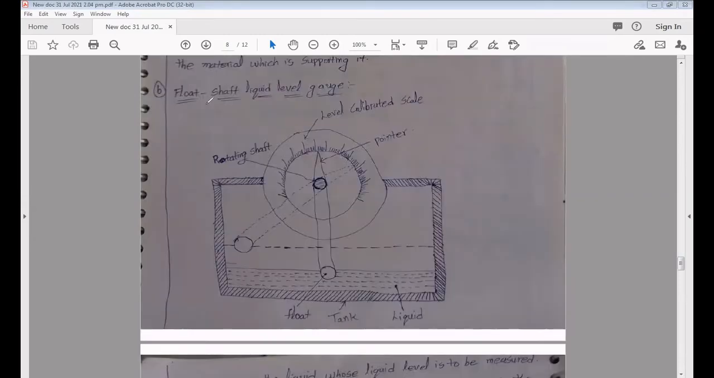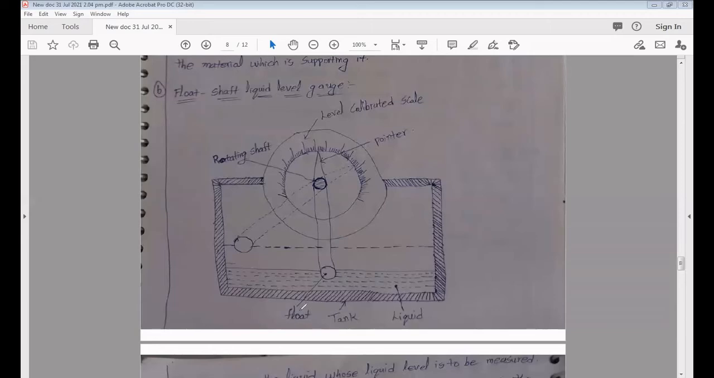So that means... And our next topic, the next type, is float shaft liquid level gauges. In the previous case, whatever float we are taking, the float is moving either upward or downward. But here, the architecture and structure of this measurement leaves no possibility for the float to move either upward or downward. It moves either to the right-hand side or the left-hand side with a certain angle. So here the float is moving in an angular displacement movement.